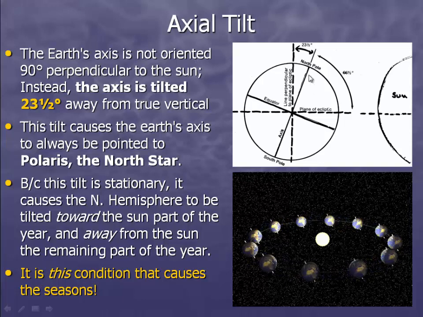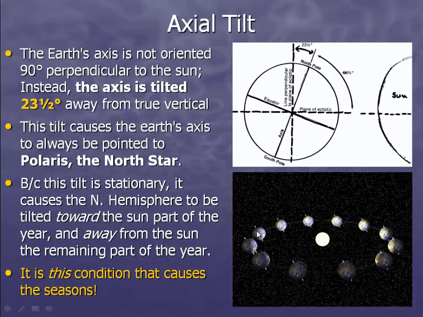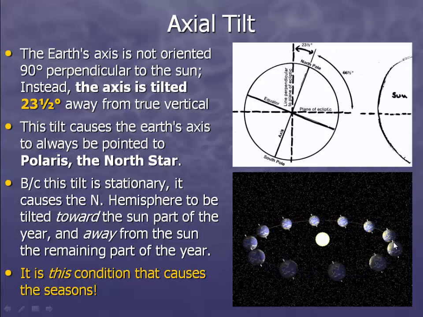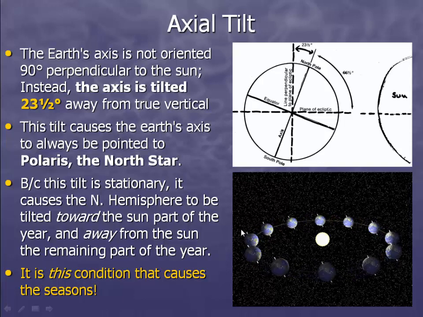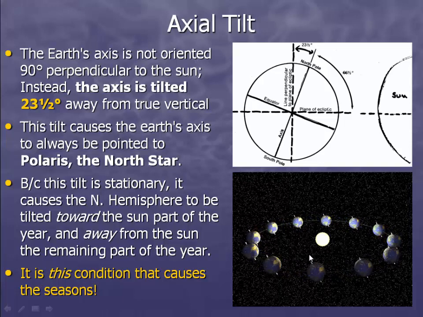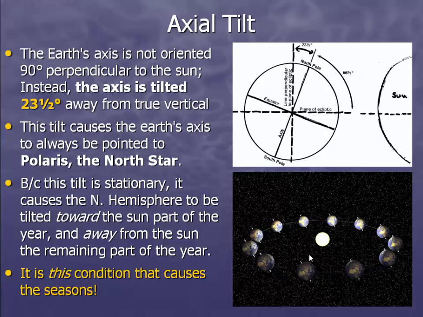This tilt, however, is what causes the seasons. So certain times of the year we're tilted toward the sun. At certain times of the year, the northern hemisphere is tilted away. And you can see on those opposite sides, as the northern hemisphere is tilted away, the southern hemisphere is actually tilted toward the sun. So in the northern hemisphere, when we have winter, the southern hemisphere is experiencing their summer.